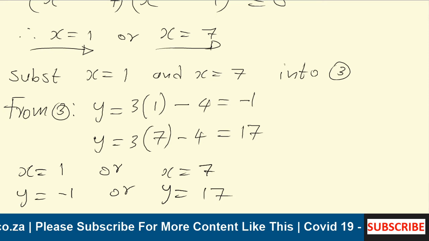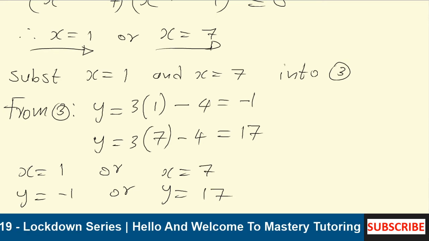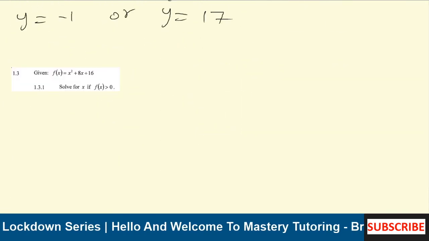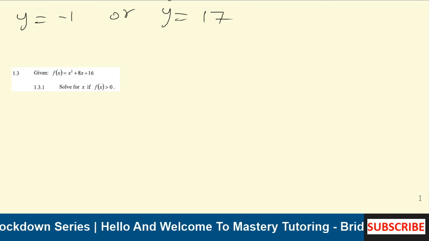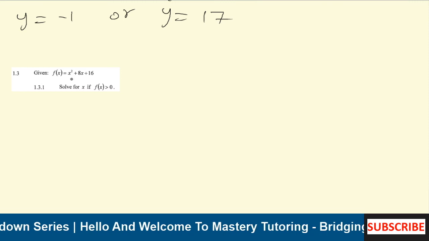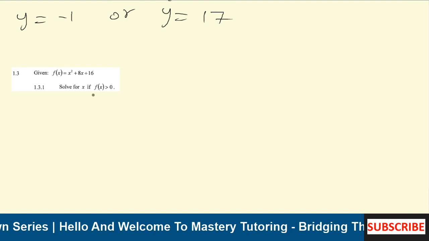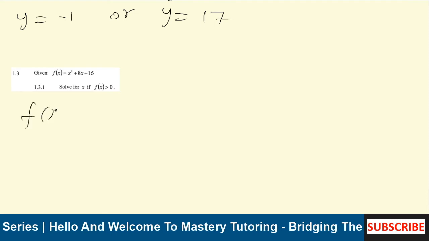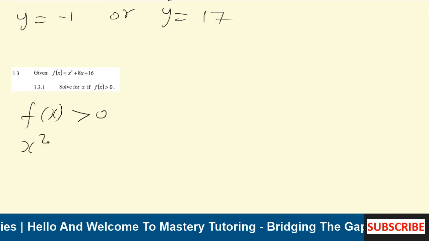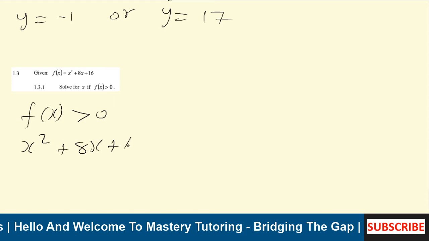Now we're going to move to the next question. The next question is 1.1.3. So we are given f of x, which is equal to x squared plus 8x plus 16, and we're required to solve for x if f of x is greater than 0. If f of x is greater than 0, it means that x squared plus 8x plus 16 is greater than 0.